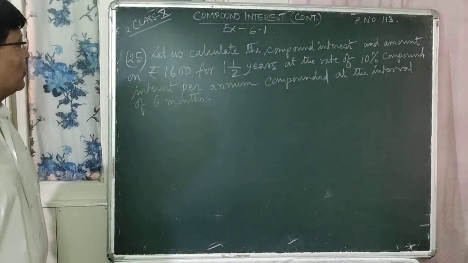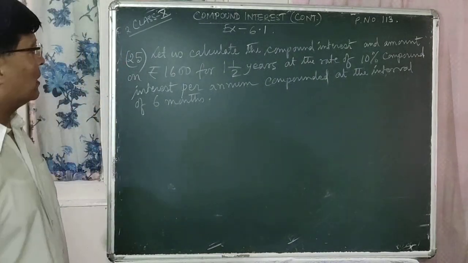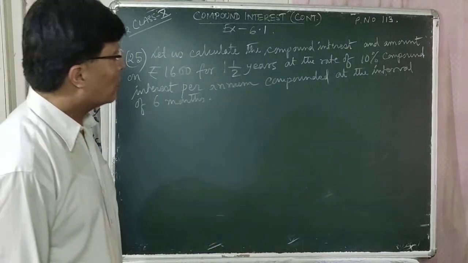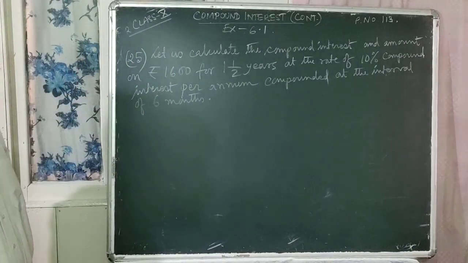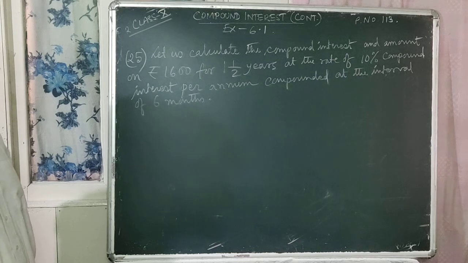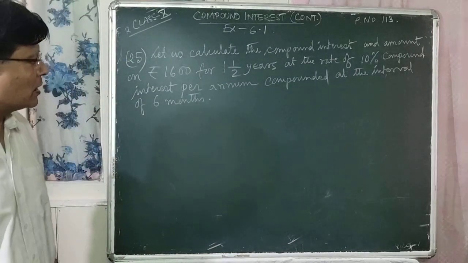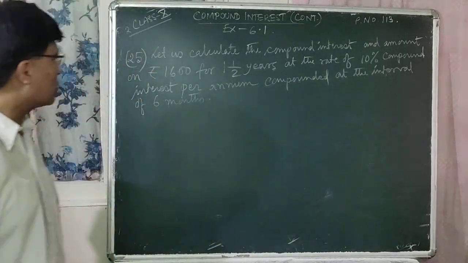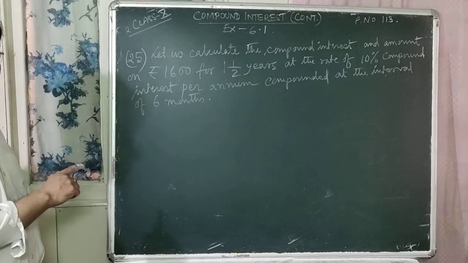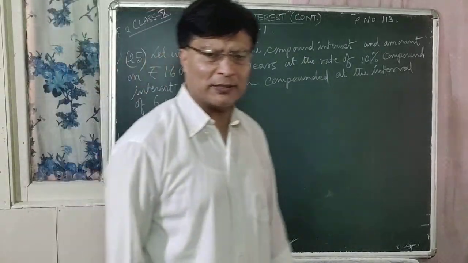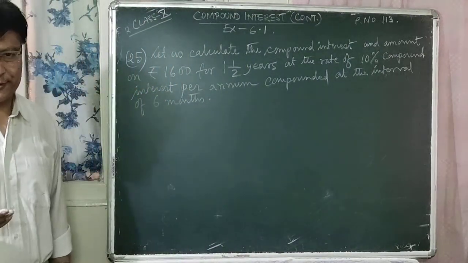So now we will do question number 25. The question is, let us calculate the compound interest and amount on rupees 1,600 for 1 1/2 years, at the rate of 10% compound interest per annum, compounded at the interval of 6 months. Again, in this question, it is given that compounded at the interval of 6 months.